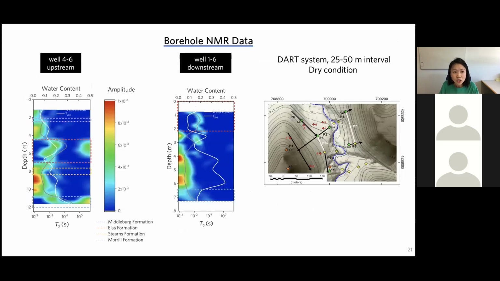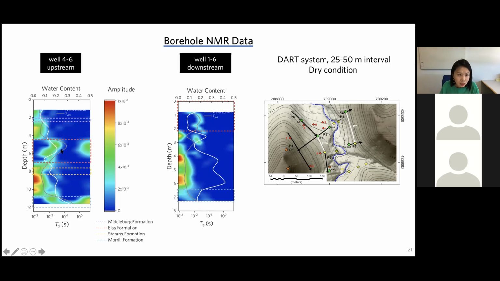And I also want to show you some of the borehole NMR data. This borehole NMR data we did using the DART system from Vista Clara, with 25 to 50 centimeter intervals in dry condition. And here I show the two wells, well 4-6 and well 1-6. One is at the upstream and one is at the downstream.